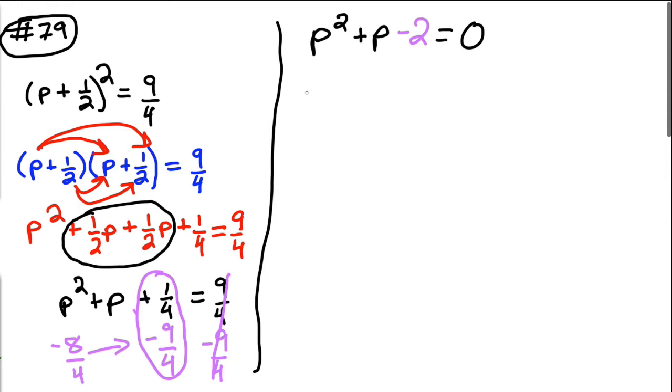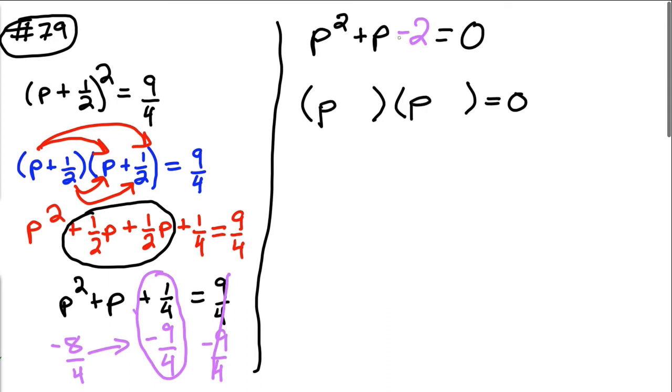Okay, so now I'm ready to factor. So this is a trinomial. And to factor this, I'm going to open up two parentheses. And remember, essentially you're doing what we did here, the foiling. You're just doing it backwards. So to get this p squared, I need to have p and p.